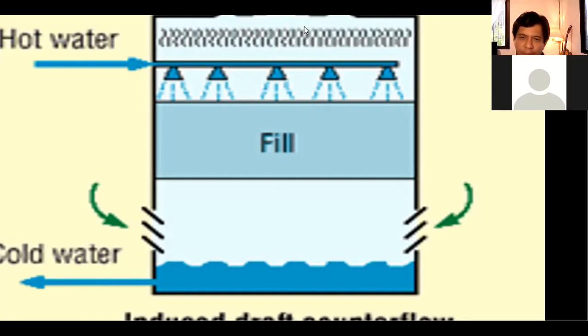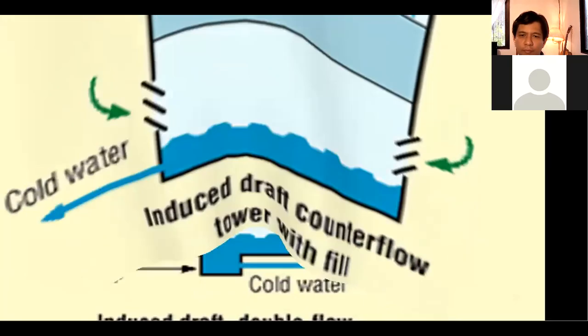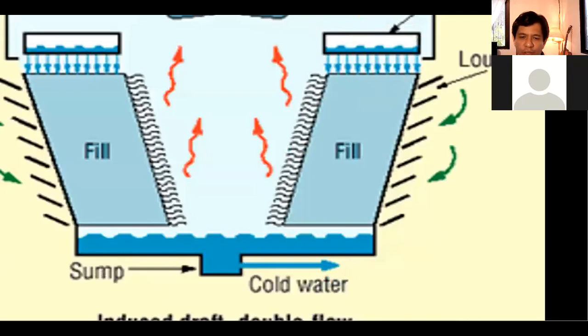So this is an induced draft kasi may fan pa rin siya, tower with fill. Ito yung plastic. And then we have an induced draft, double flow, cross flow tower. So may fan pa rin tayo kaya induced draft. Tapos we have two sets of water distribution. And then we have two pieces of fill. So that's why this is a double flow cross flow tower.